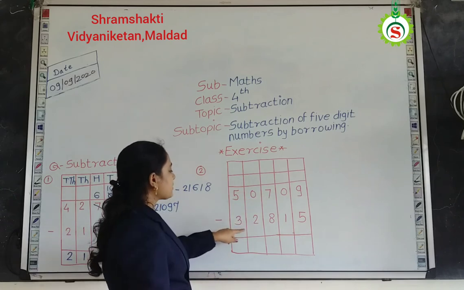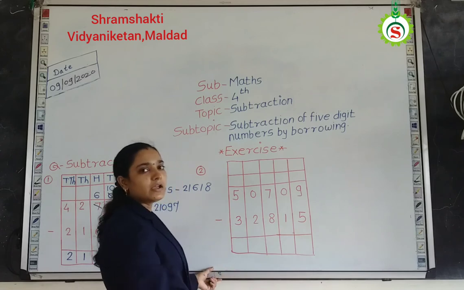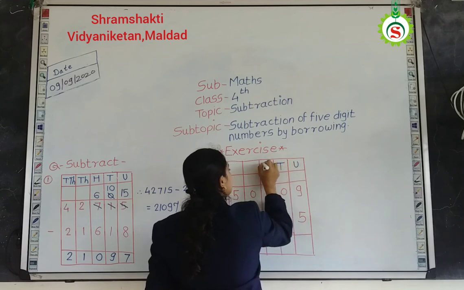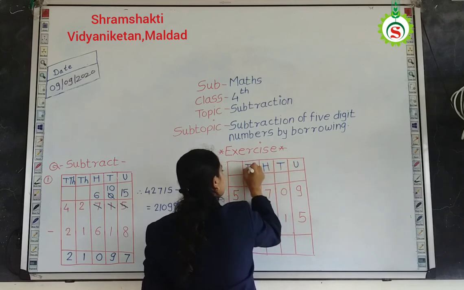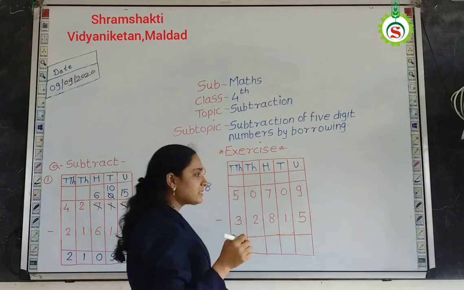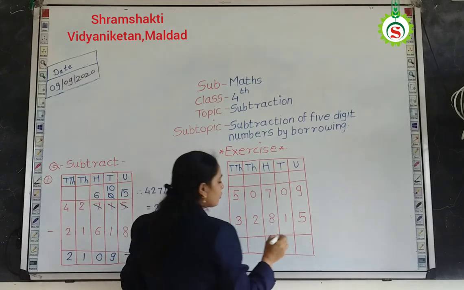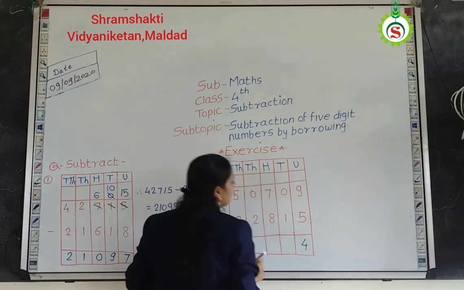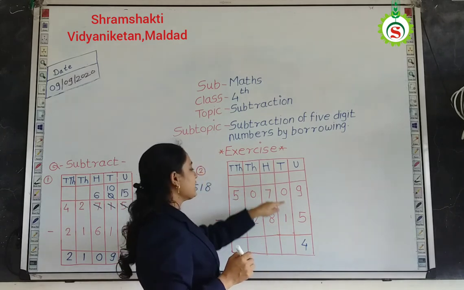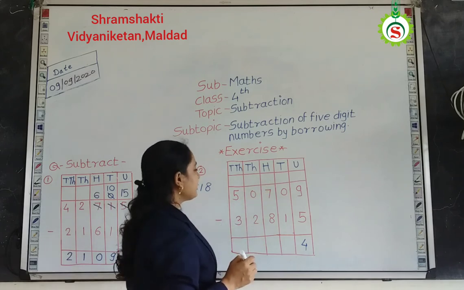50,709 minus 32,815. For solving this example, give places: units, tens, hundreds, thousands and 10,000. And solve place-wise. 9 units minus 5 units, 4 units. Write down 4 in the units column. 0 tens minus 1 ten. Here 0 is smaller than 1. Therefore, we need to take a borrow from the hundreds place.